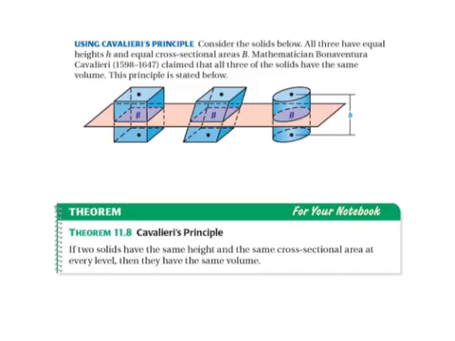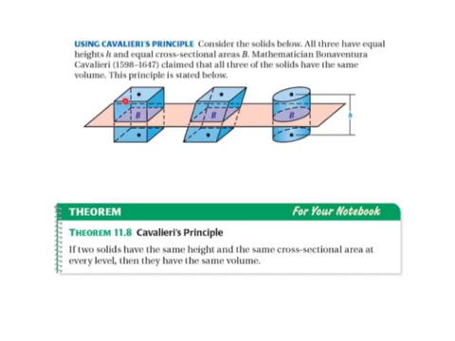Cavalieri's principle. Consider the solids below. All 3 have equal heights, h, and equal cross-sectional areas, b. Mathematician Bonaventura Cavalieri claimed that all 3 solids have the same volume. The principle is stated below.